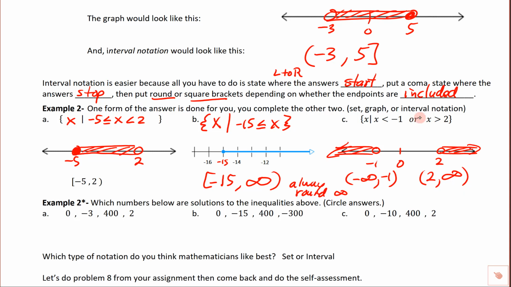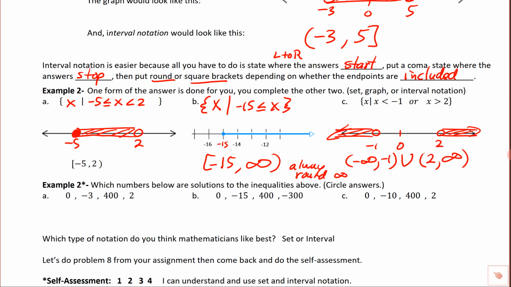Now, the word or, remember, is a union. So we're putting these two pieces together. So this is where that symbol that we talked about last time comes in handy. So instead of writing the word or here, we just put kind of that U shape there, and there's the answer. Again, set builder notation, graph of the answer, and then interval notation.